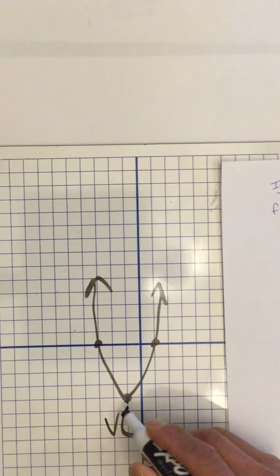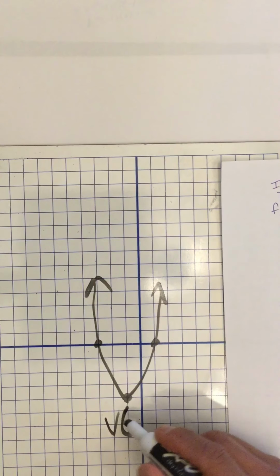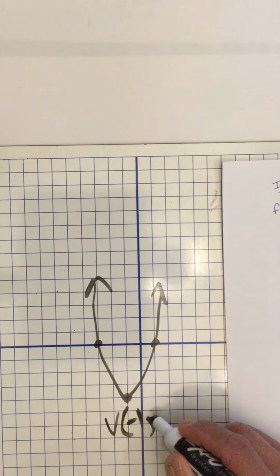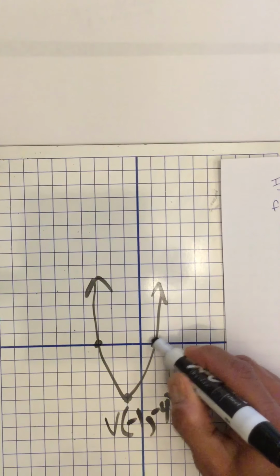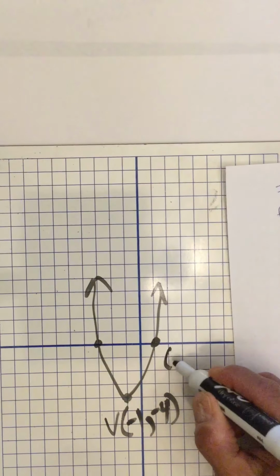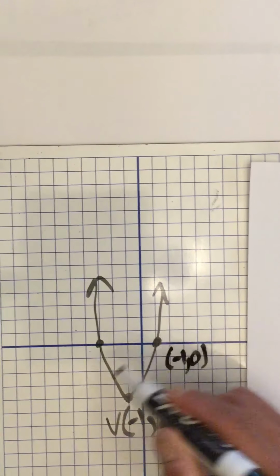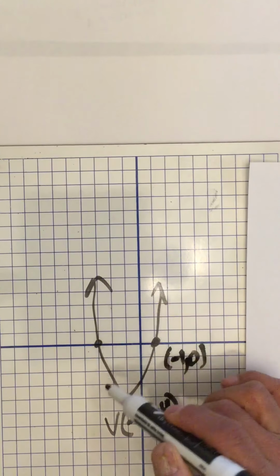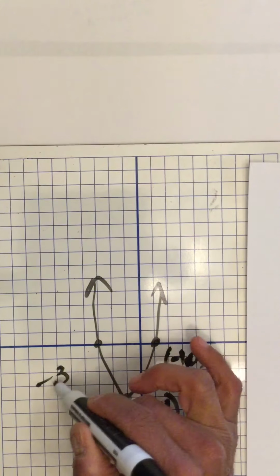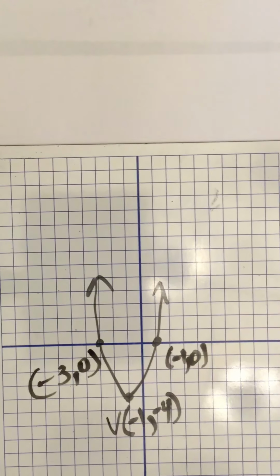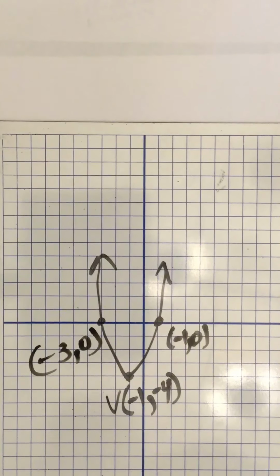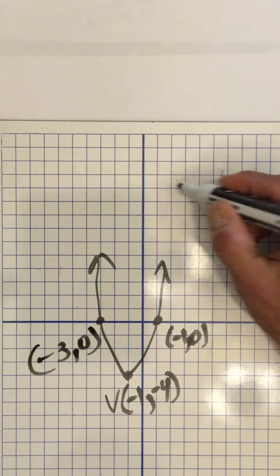So let's label some of these items here. My vertex, we decided, was negative 1, negative 4, right? This is my x-intercept. It's at negative 1, 0. This is my other x-intercept. That's at negative 3, 0, right? And what else do we know? Let's figure out the domain.